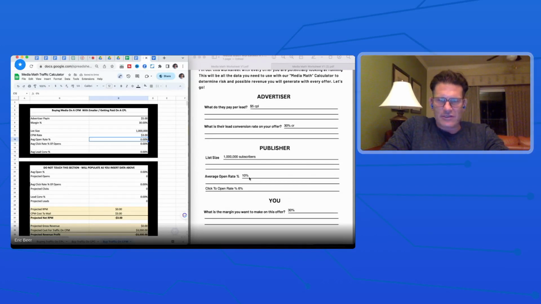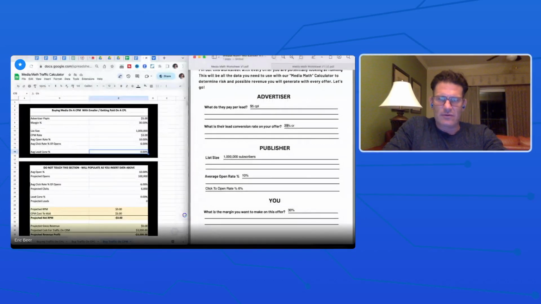Average open rate percentage, what is that? 10%. And then click to open is 6%. Okay. And the average, what is the, oh wait, that's not the margin, silly. Or just down there, 30%. That's the conversion rate for the advertiser. My bad, guys. So the margin is 25%. So boom. Let's go over here. Let's plug it in, and boom.